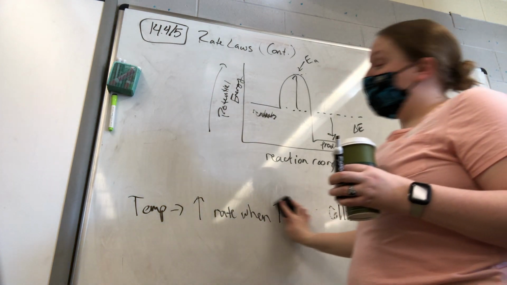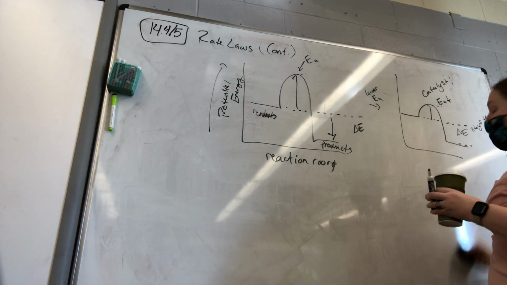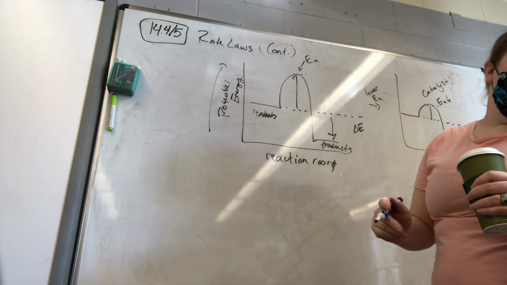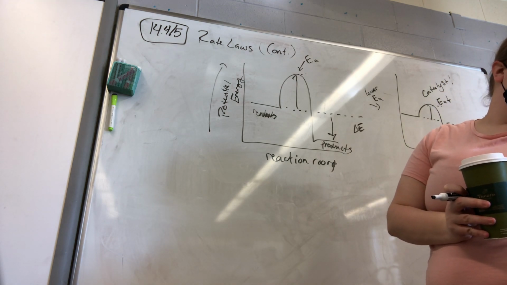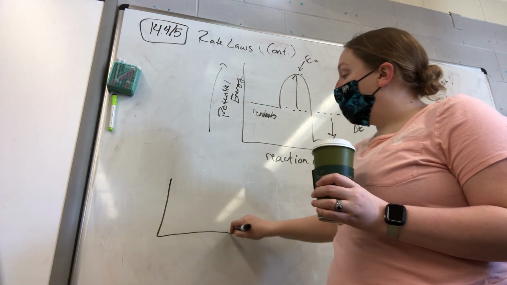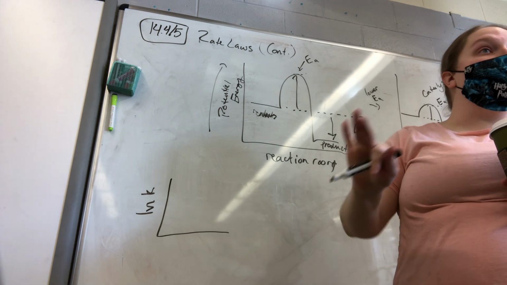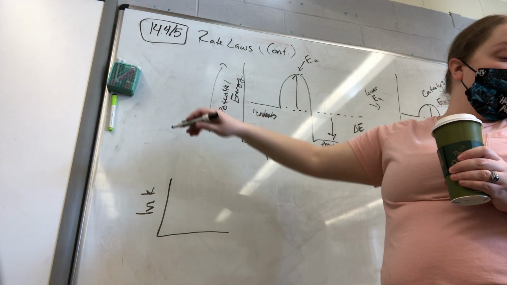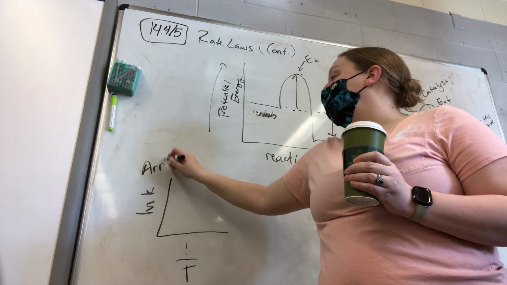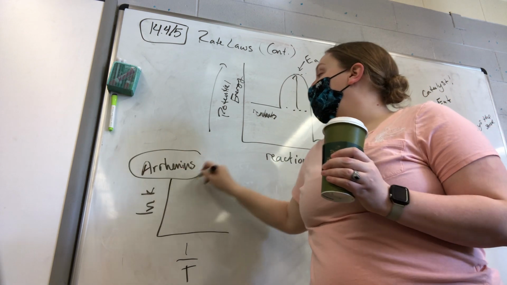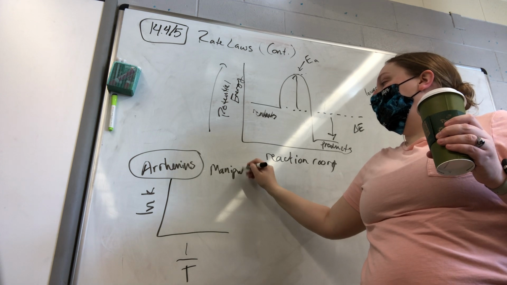There were some stray equations here. The important one is that if we graph the natural log of a rate constant, so say we do several different experiments at different temperatures, if we graph the natural log of K versus 1 over T, and this is Arrhenius, in case you're wondering what I'm talking about here. There is an Arrhenius equation. This is an Arrhenius manipulation.